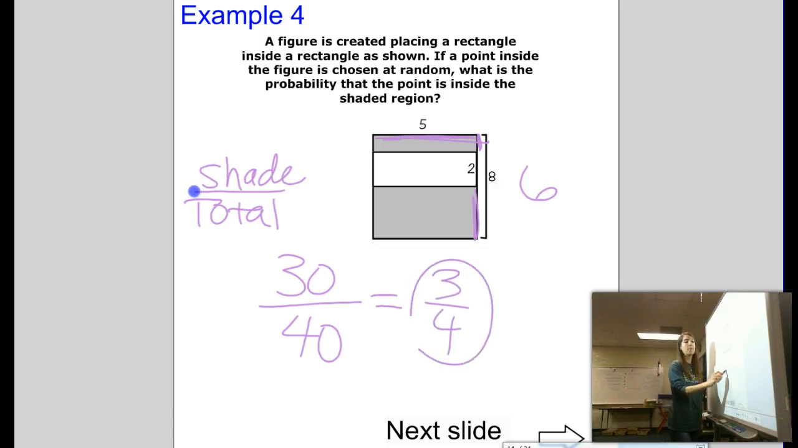Okay, did you do a complement? I did 5 times 2 minus 1. That's a complement. You subtracted it. Very good. 3/4, or in other words, we have a 75% chance that that dart will land in the shaded region. Cool.